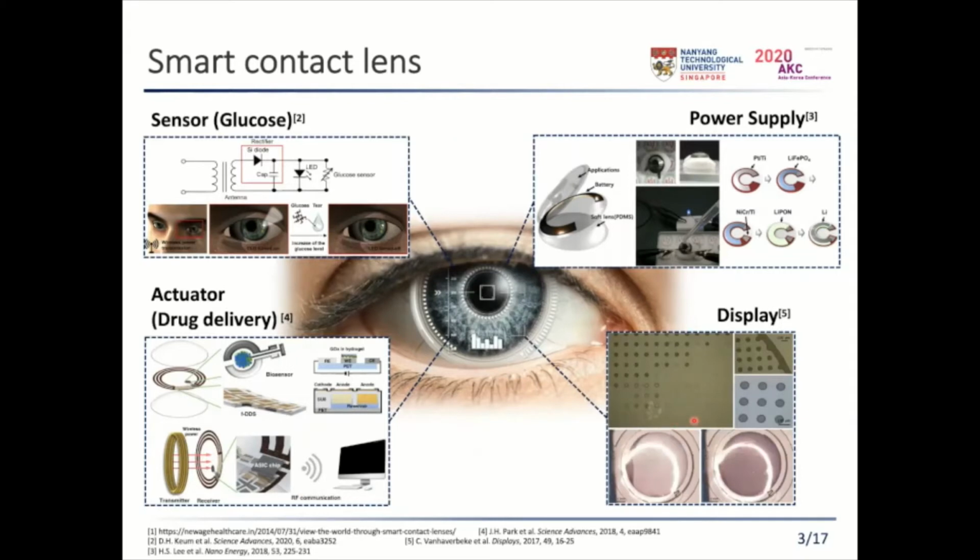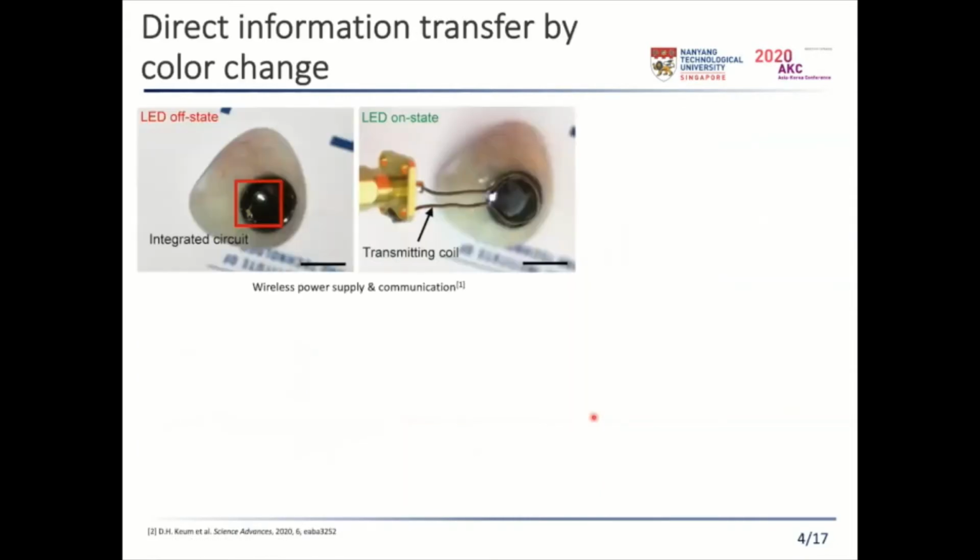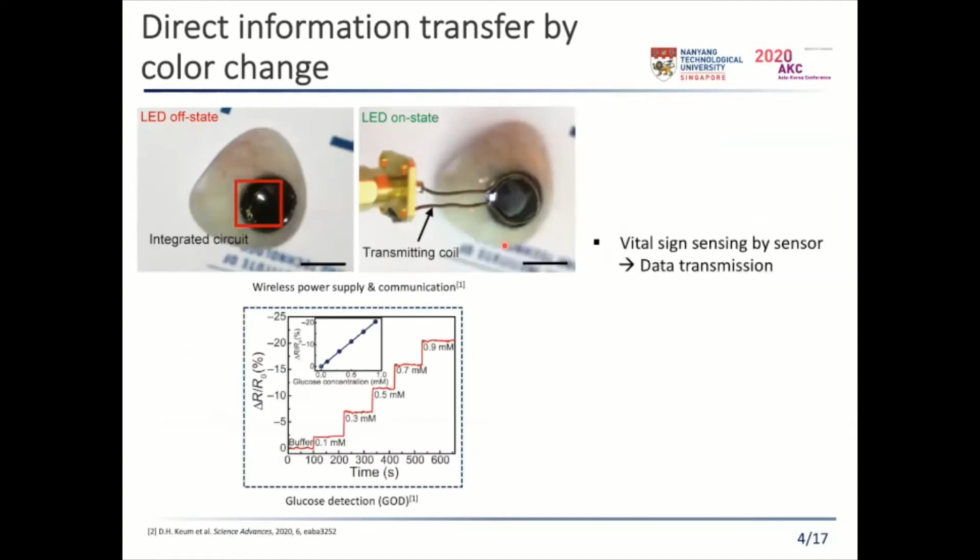For developing a contact lens display, curved liquid crystal was patterned on contact lens. They applied the voltage for changing the transmittance of the lens. In the previous research about smart contact lens, a transmitting coil was used for data transfer and power supply.